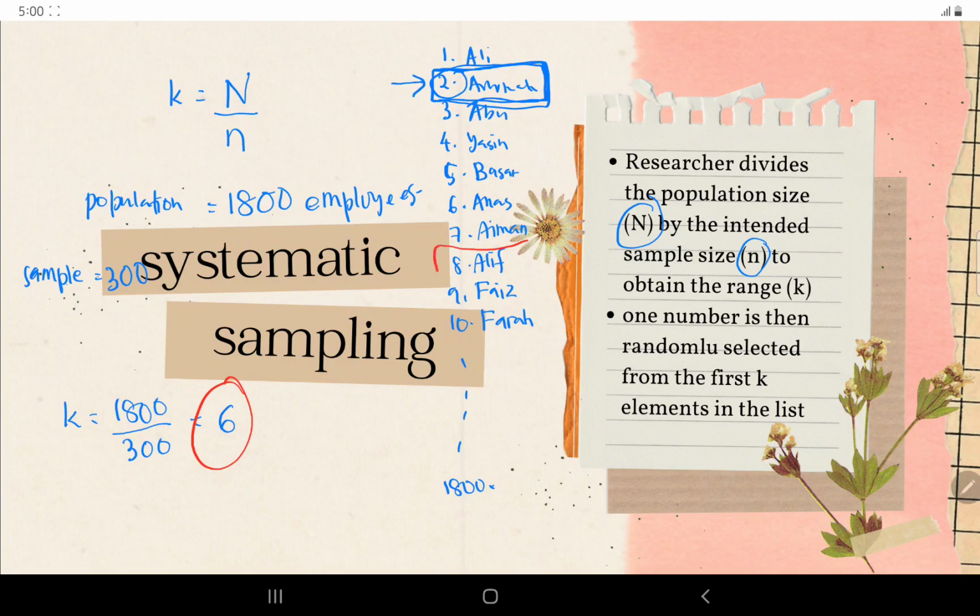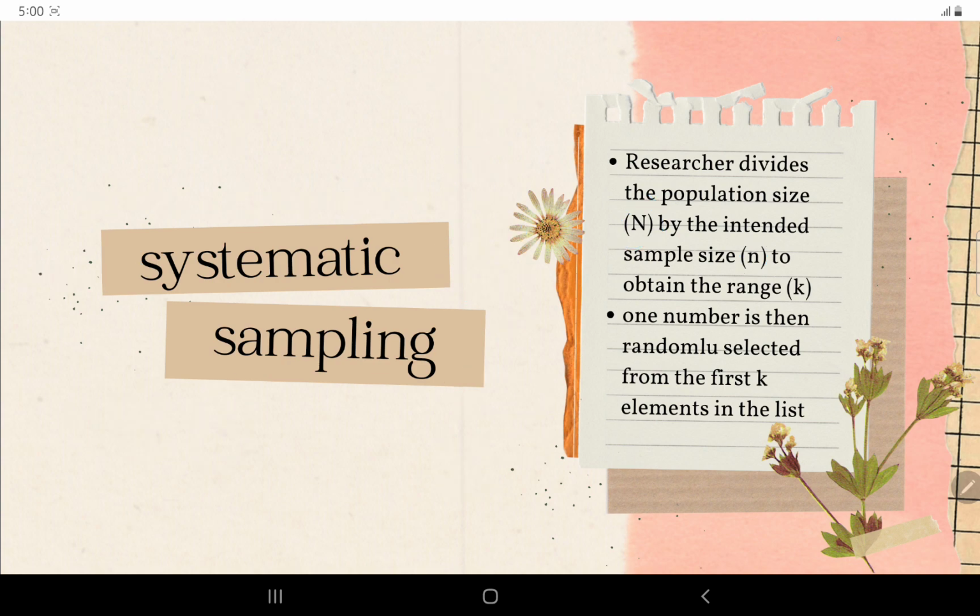So maksudnya kita akan pick orang yang ni. Okay, 8 tambah 6 lagi, tambah 6 iaitu 14. So kita akan pick nama yang ke-14. Tambah 6 lagi 20. So kita akan pick number yang 20. Okay, kita akan ulang sampailah range dia 6 tambah 6 tambah 6 sampailah cukup 300 sampel. Okay, itu cara nak conduct systematic sampling. Okay, harap faham semua.